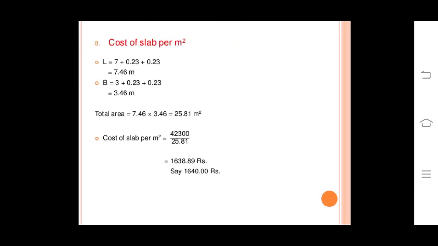Cost of slab per meter square can be calculated by L is equal to 7 plus 0.23 plus 0.23, that is 7.46, and B is 3.46 meters. The total area is equal to 7.46 into 3.46, that is 25.81 meter square. Therefore, cost of slab per square meter is 42,300 divided by total area of slab, that is 25.81, which gives the total cost per meter square as 1638.89 rupees, that is 1640 rupees.